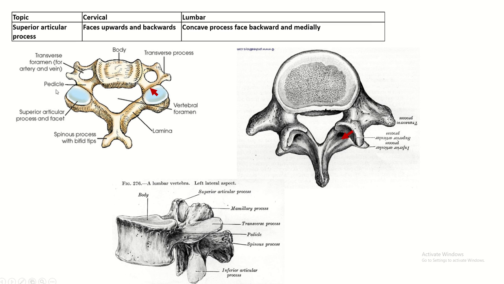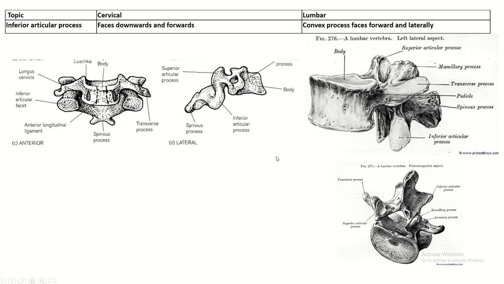The superior articular process faces upward and backward. The superior articular process of the lumbar vertebra is concave and faces backward and medially. The inferior articular process of the cervical vertebra faces downward and forward. This is the inferior articular process. This is the superior articular process. This is the inferior articular process of the lumbar vertebra, which faces forward and laterally.